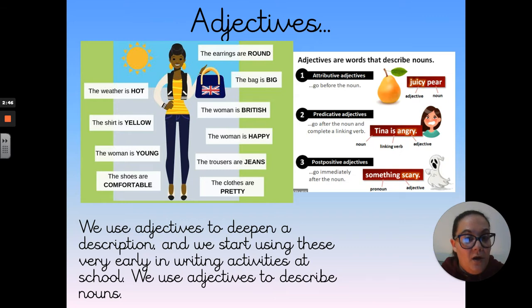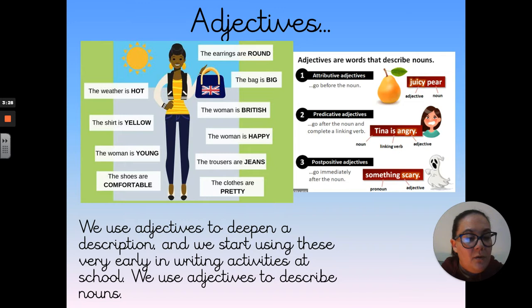Okay, now at the top I've given you two different images where adjectives have been used. So for example, the weather is hot, the clothes are pretty, the shoes are comfortable. Okay, on the other side as well, it's also looking a little bit more at where the position of that adjective can go, because on the first side they've all been used at the end, but on the second side there are slightly different locations of where those words are. So the juicy pear, so we've got that word juicy going before it. Tina is angry, so it's going at the end. We talk about something being scary. So think about your positions for your adjectives.